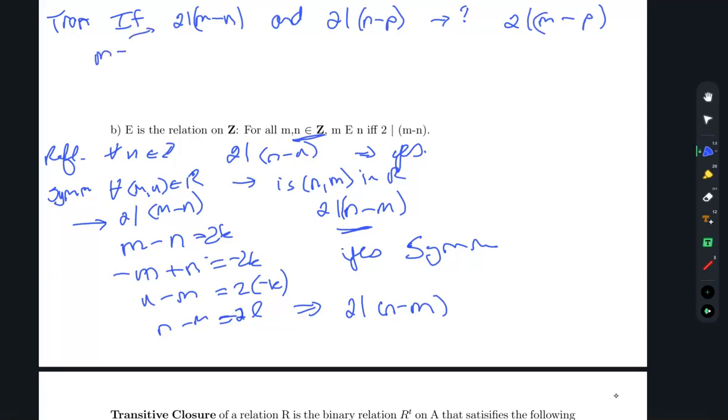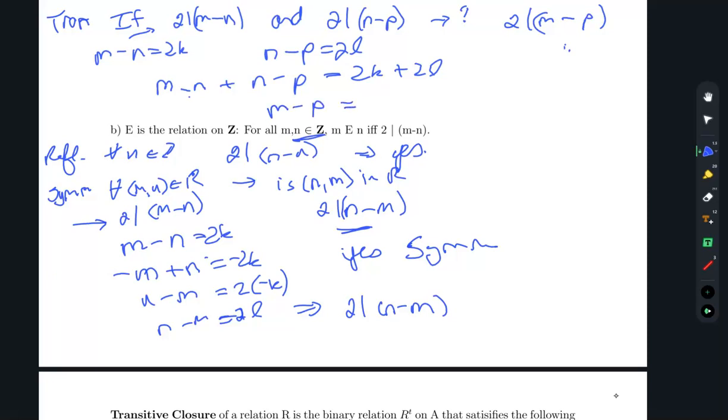So m minus n equals 2k, and n minus p equals 2l. I'm trying to get to m minus p. So let's just put these together: m minus n plus n minus p gives me 2k plus 2l. And look at that, the n's cancel. m minus p is equal to 2 times k plus l. Yes, 2 divides m minus p, so transitive.